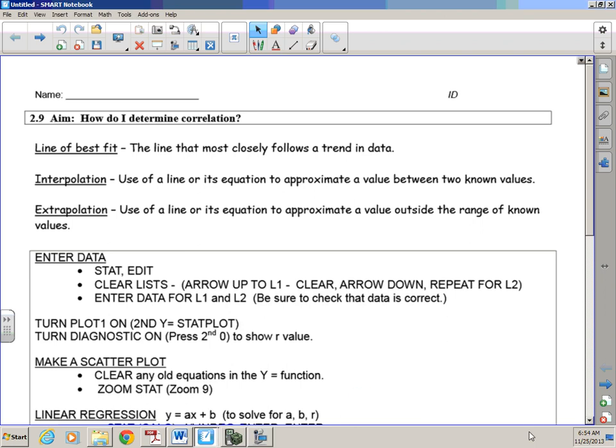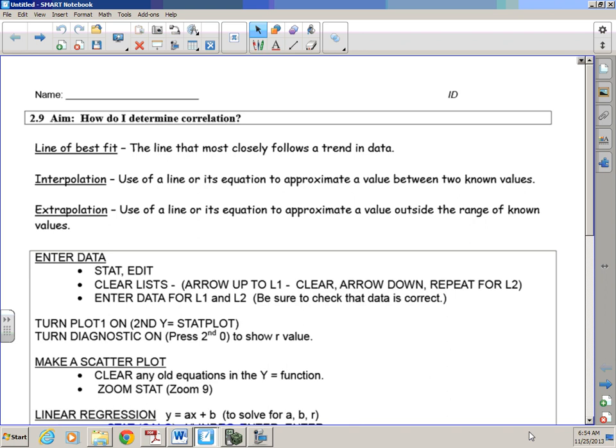Going to continue today with this concept of correlation and coming up with the line of best fit, the equation of a line for a particular set of data. Just to go over a couple of things, and then we will go to the calculator to show you how to do all of this.